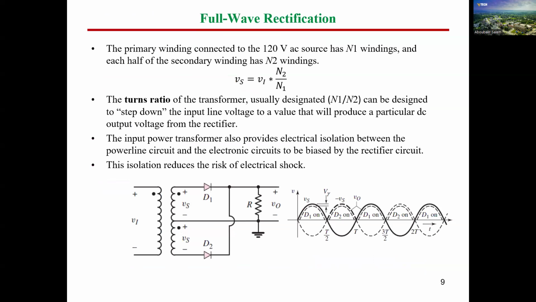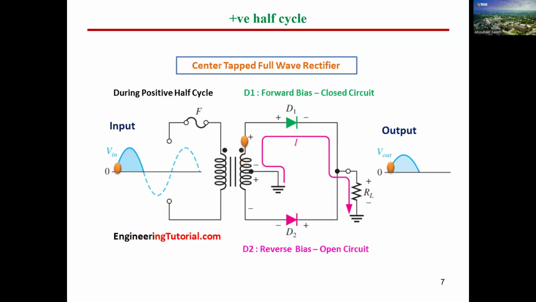Full wave rectifier. So we discussed now the half wave rectifier. For the full wave rectifier, this is the concept. If you have a center tap transformer, what's the meaning of center tap transformer? Center tap transformer means you have one primary winding, and another secondary winding here that has two halves.